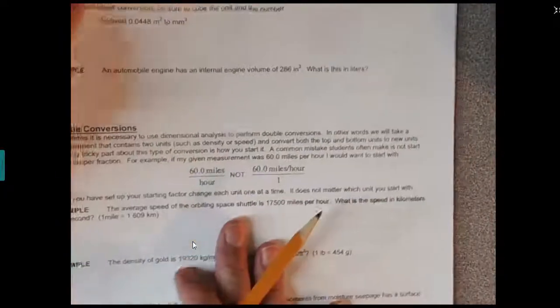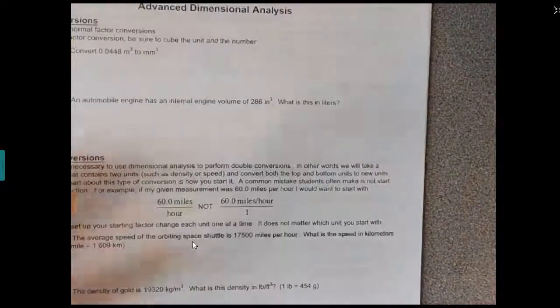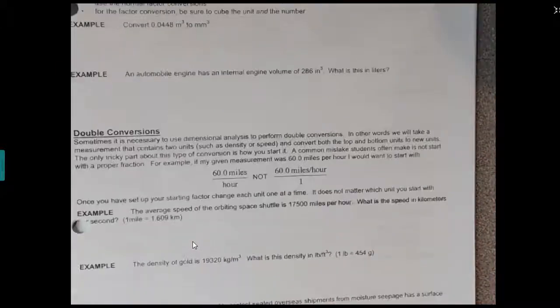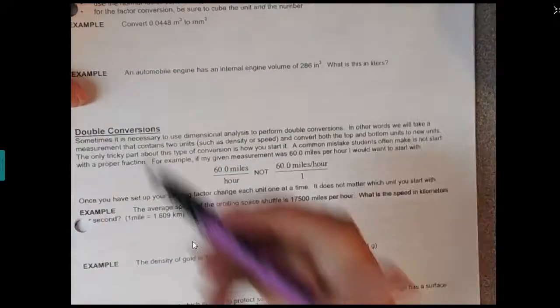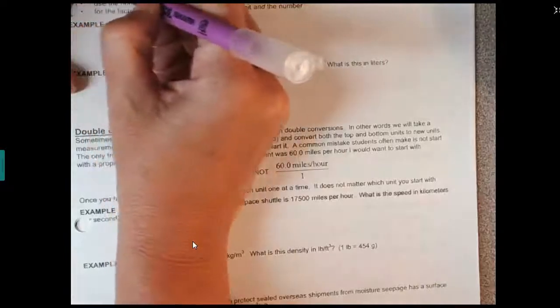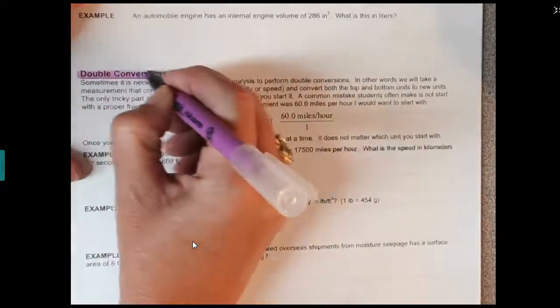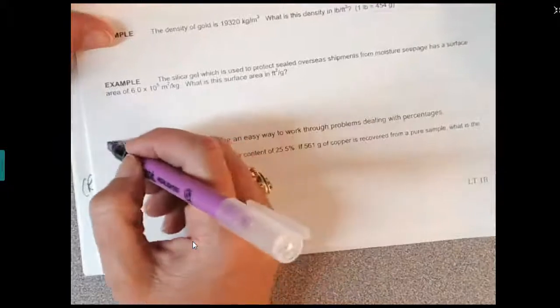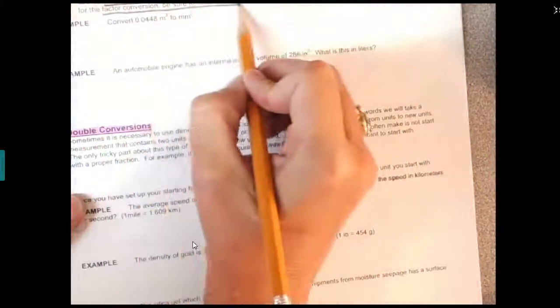Now, I'm going to go ahead and go over advanced dimensional analysis. Okay, so today we're not going to quite finish these notes. Oh, wait, what is this for? Those are just conversions. So we're going to learn cubic conversions. We're going to learn double conversions, and then tomorrow we're going to learn percentages after our quiz. Okay? So, use the normal conversion factor, and for that factor, be sure to cube the unit and the number. Okay?